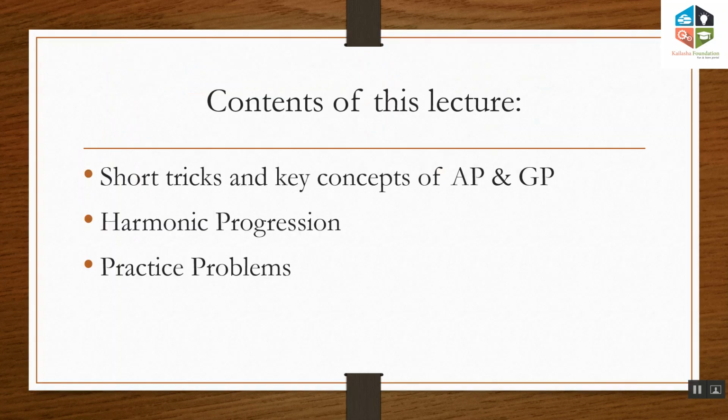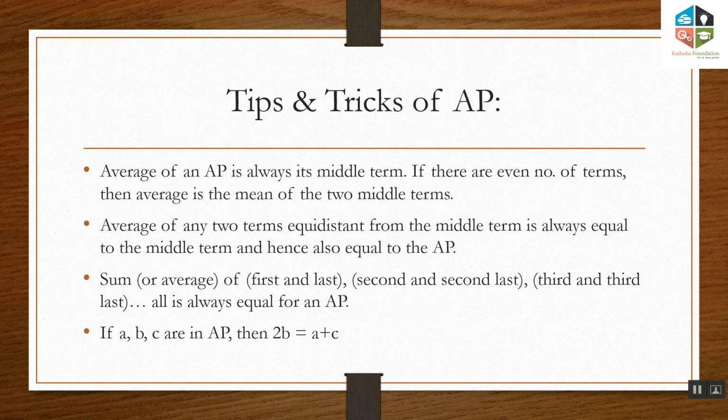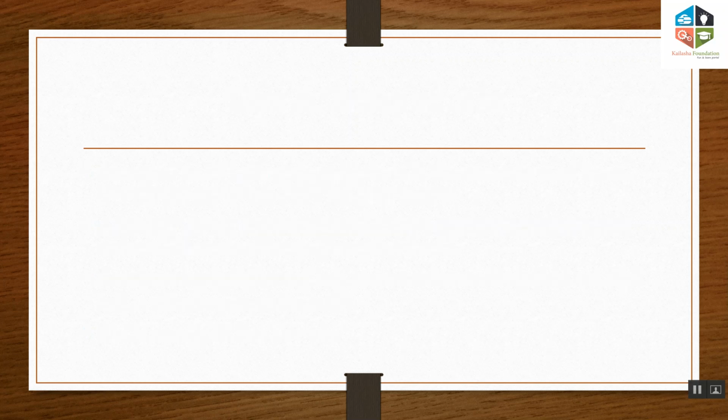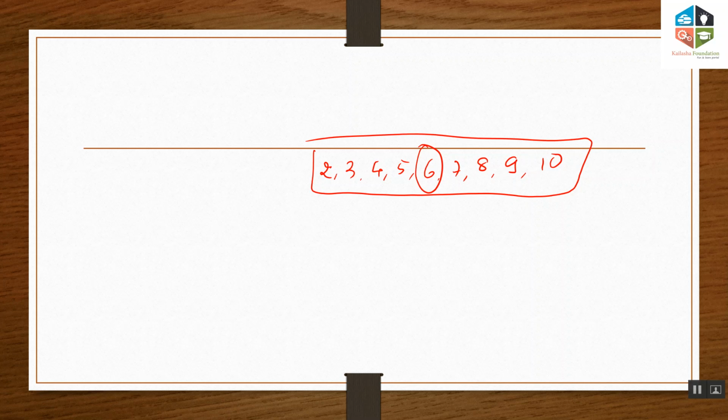Contents of this lecture are short tricks and key concepts of AP and GP, harmonic progression, and practice problems. Okay, tips and tricks of AP. The average of an AP is always its middle term. That means, for example, an AP is 2, 3, 4, 5, 6, 7, 8, 9, 10. So the middle term is 6.